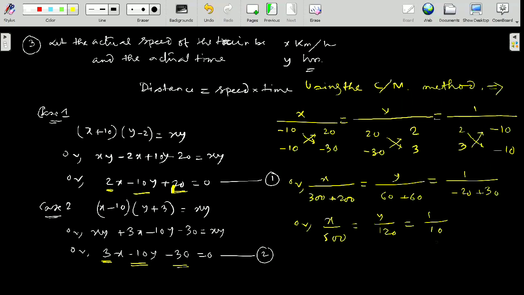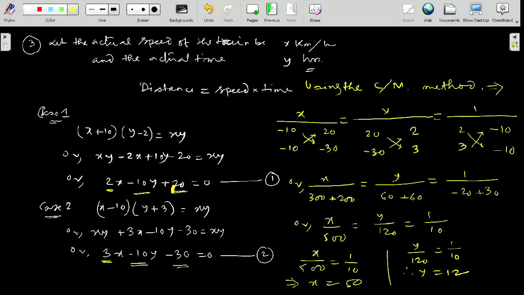So equate first and third, next second and third. x divided by 500 is equal to 1 by 10. So here you are getting x is equal to 500 by 10, that is 50. And from second and third, y by 120 is equal to 1 upon 10. So y is equal to 120 by 10, that is 12. So you are getting x is equal to 50 and y is equal to 12.